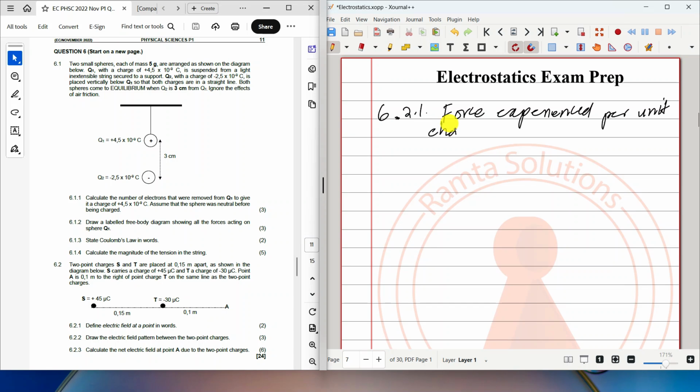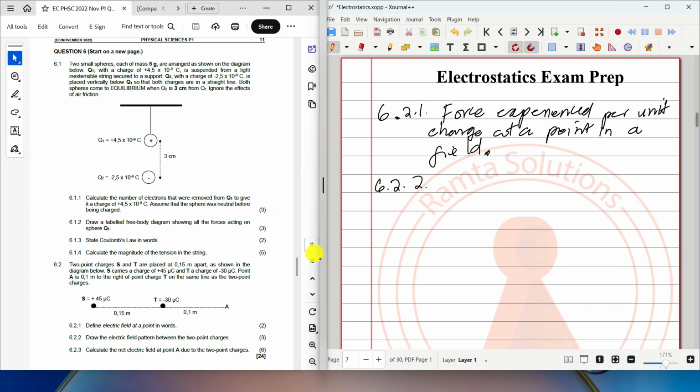Per unit charge at a point in a field. Others would say it is the force experienced by a unit charge placed at that point, or the force experienced per unit positive charge placed at that point, whichever you like. Okay, great.